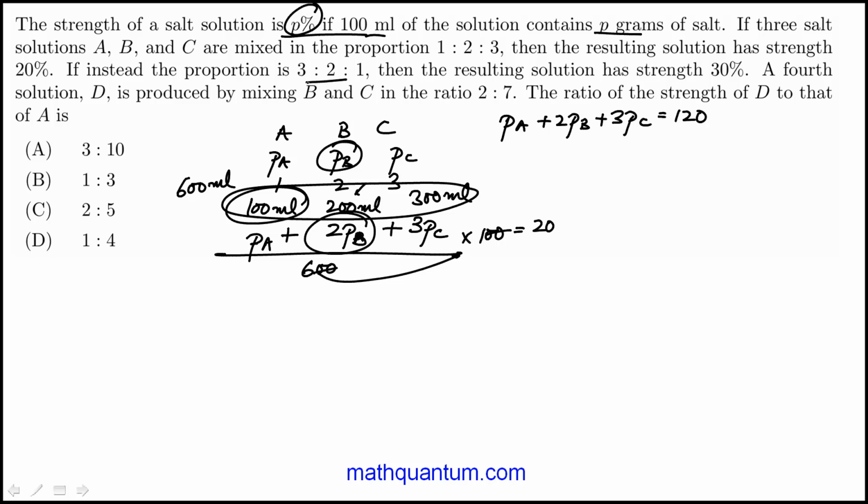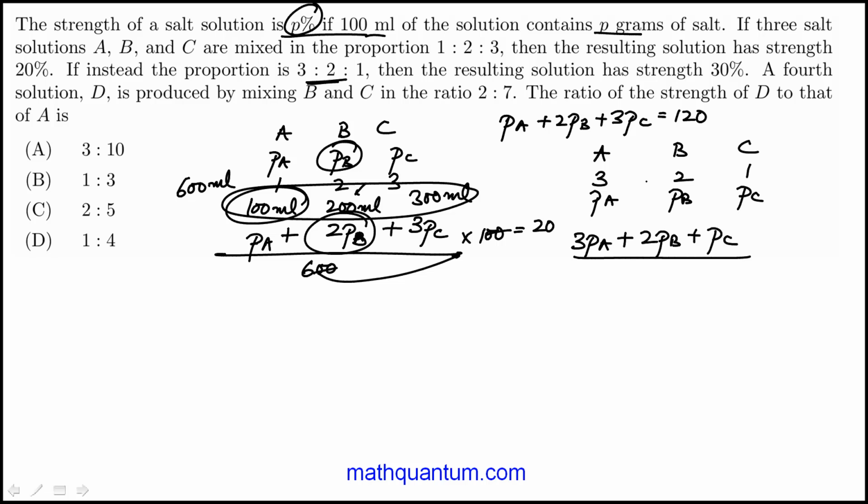Now I'll do the same thing for the second scenario, and the setup is exactly the same. So once you've done it for one, it's easier to do it for the next. In fact, you can just directly write it. 2 P sub B plus P sub C divided by, again, 600 times 100, and that's equal to 30. And that equation becomes 3 P sub A plus 2 P sub B plus P sub C is 180.